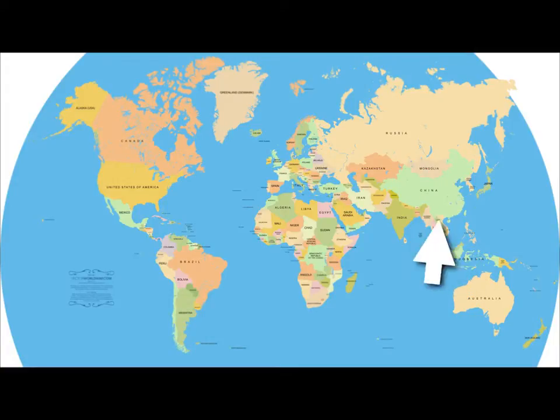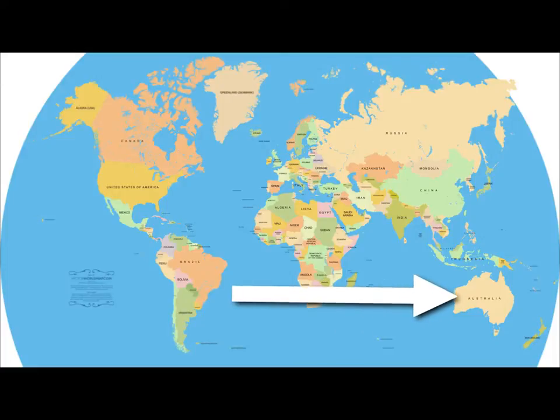Next, we have India. India is a country in South Asia. It is the seventh largest country by area and the second most populous country with over 1.2 billion people living in it. Next on our list, we have Australia. Australia is a country comprising the mainland of the Australian continent, the island of Tasmania, and numerous smaller islands. Australia is also home to the outback, the wallaby, the dingo, and of course, kangaroos.